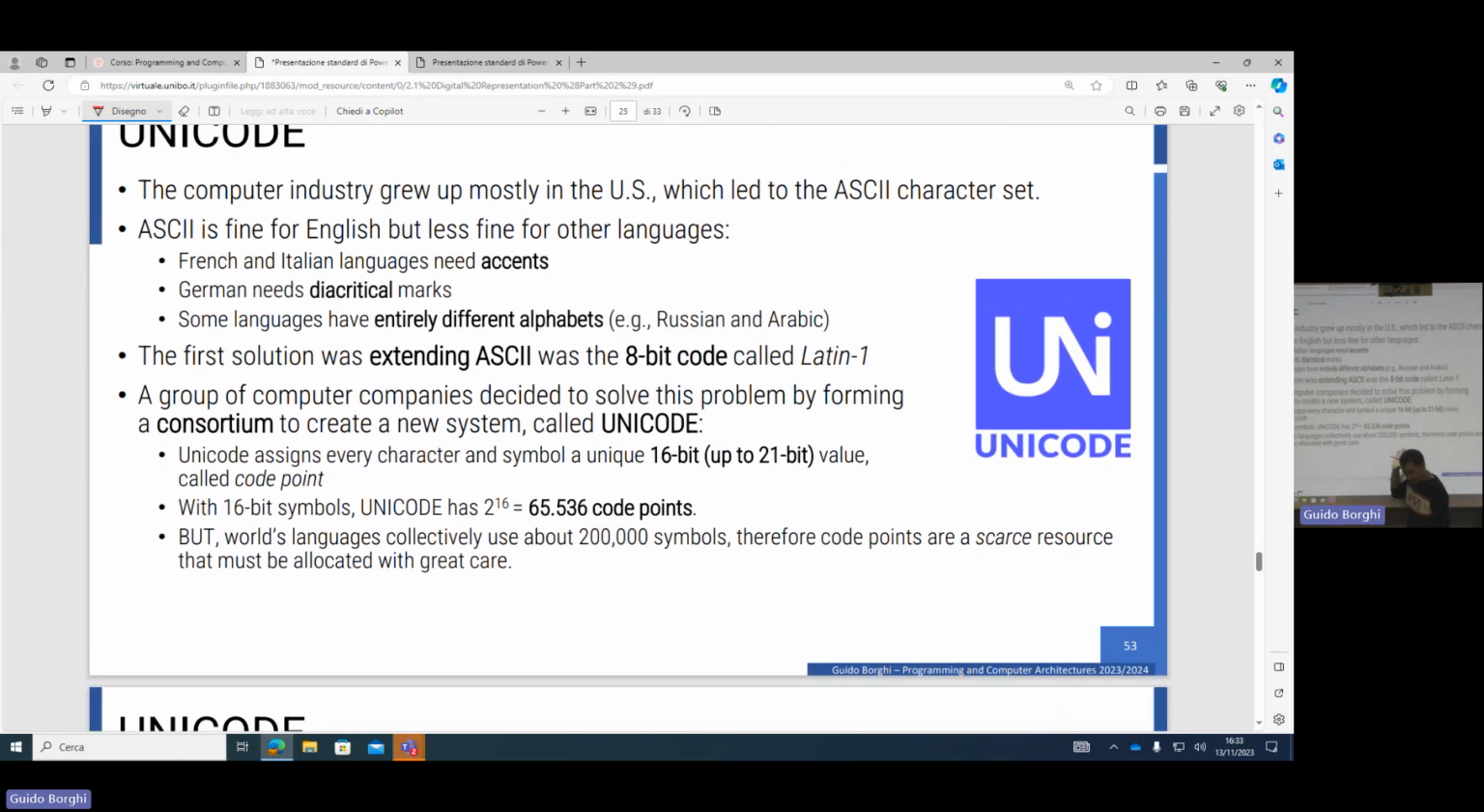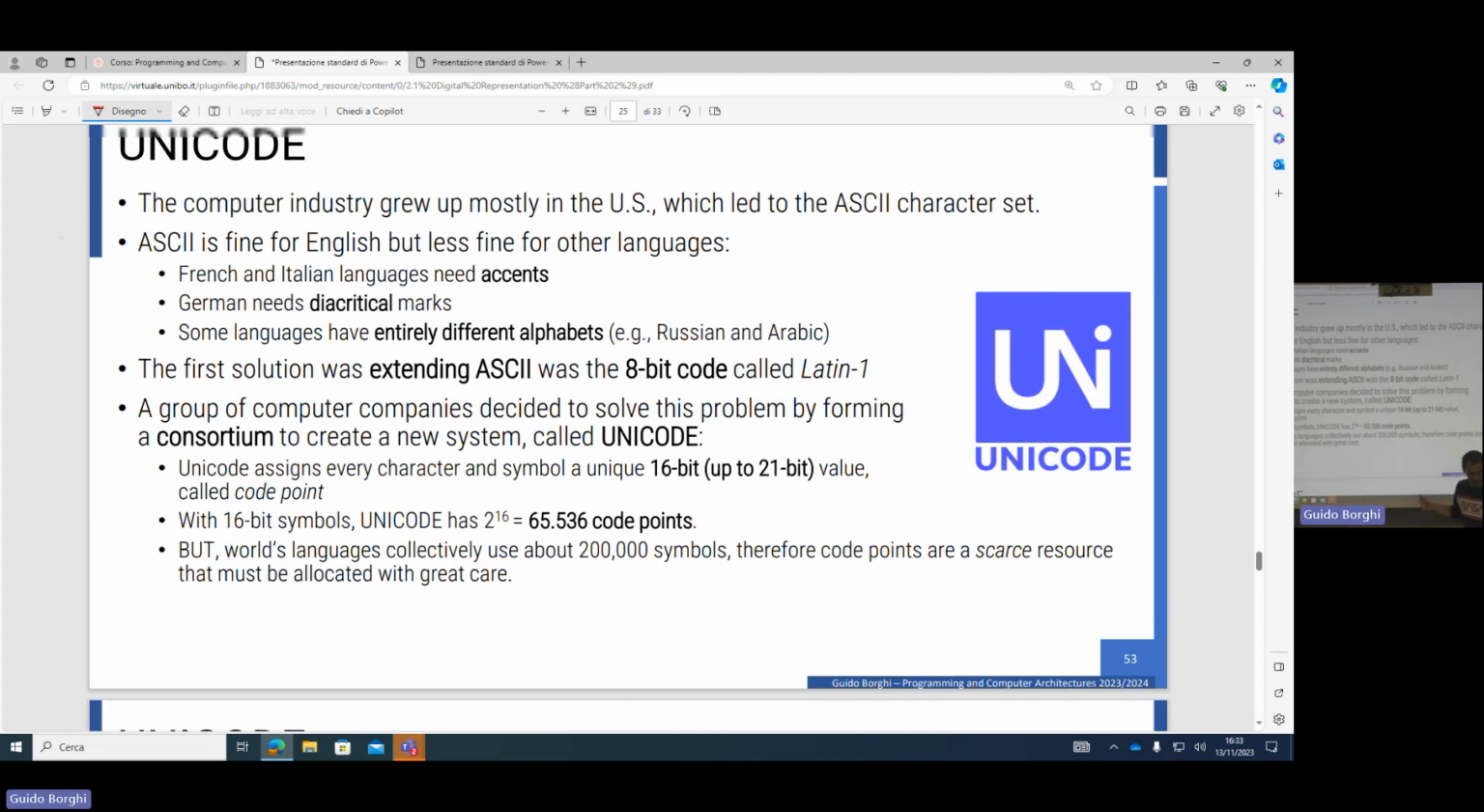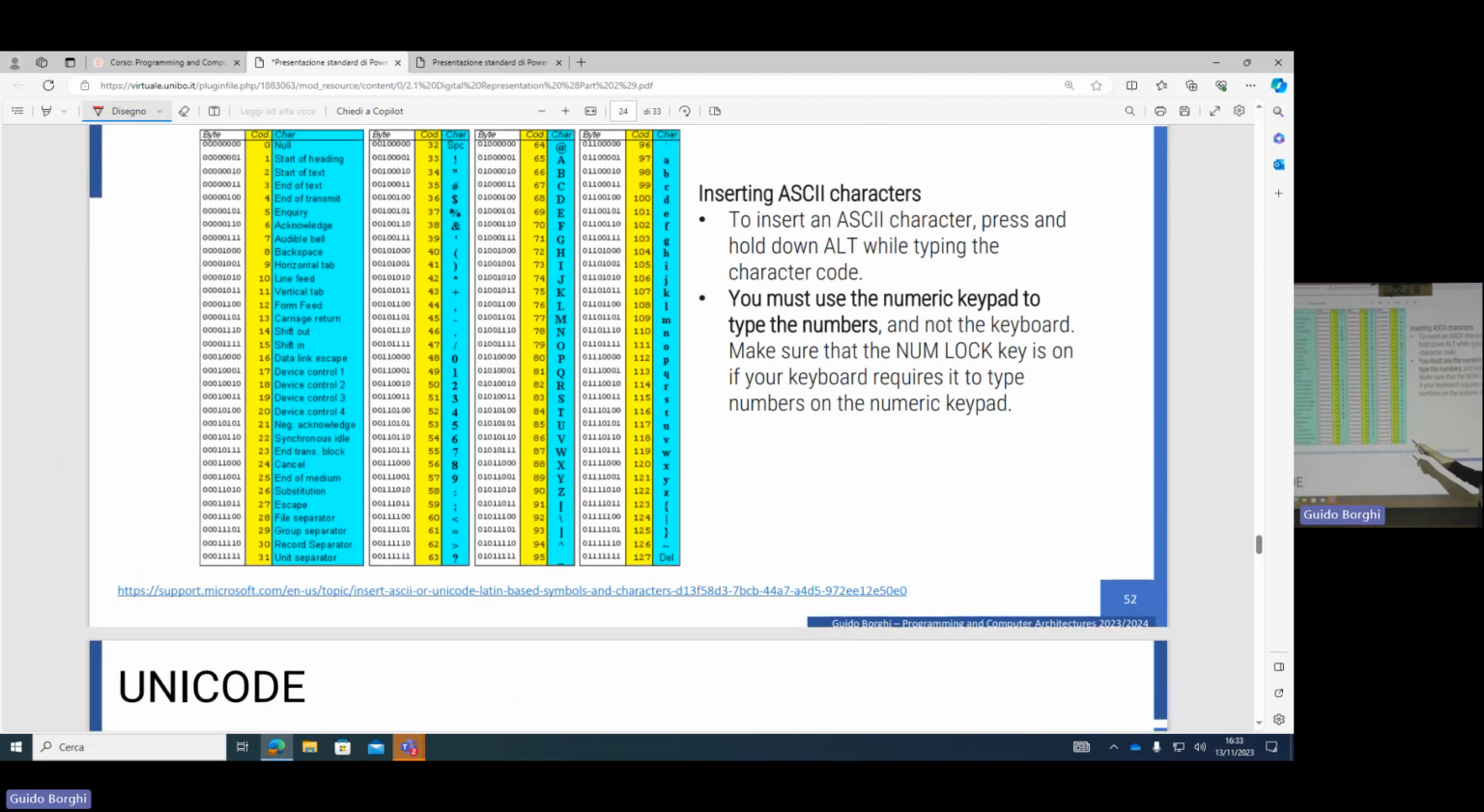And the other very important problem is that some languages need an entirely different alphabet. You can think, for example, of the Russian language, Arabic, Chinese, Japanese. We have other symbols that we have to use, okay? And these symbols are not here. So the ASCII convention is okay only for English. For many other languages, we have several problems.